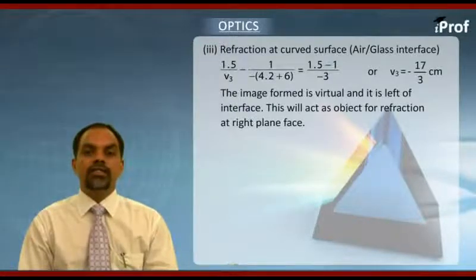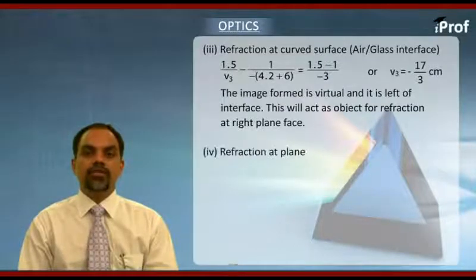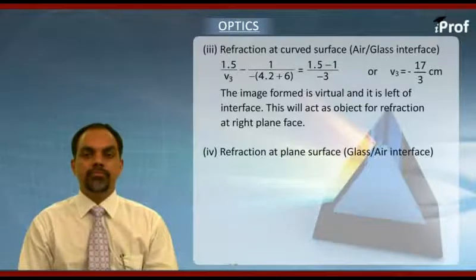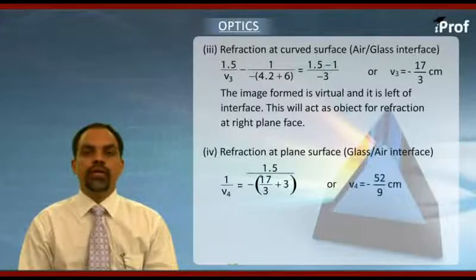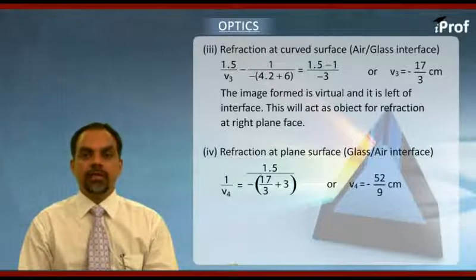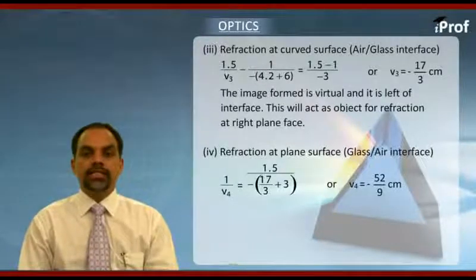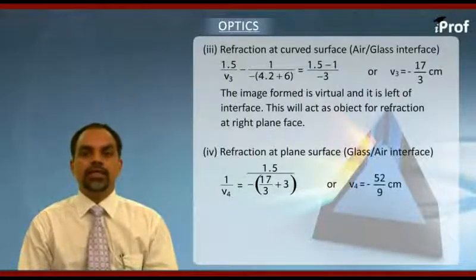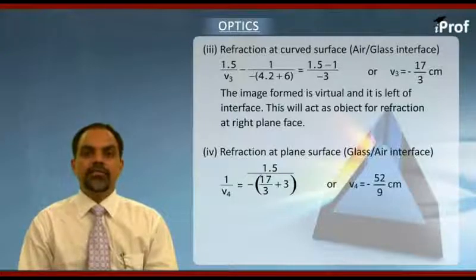Now we move to the last and final event, which is refraction from plane surface, and rays are travelling from denser to rarer medium. So we know it, as when ray travel from denser to rarer medium, we need to divide the distance of object from the interface by refractive index. Now in the last calculation we got V3 as minus 17 by 3. Now minus 17 by 3, it means against incident ray. So this image, which is acting as an object, will have distance 17 by 3 plus 3 centimeter.